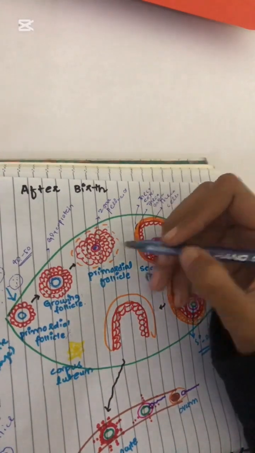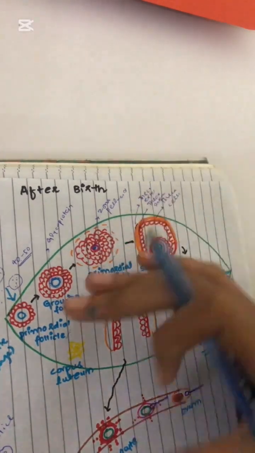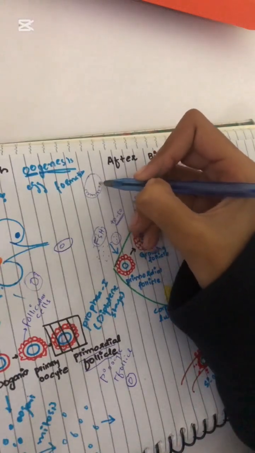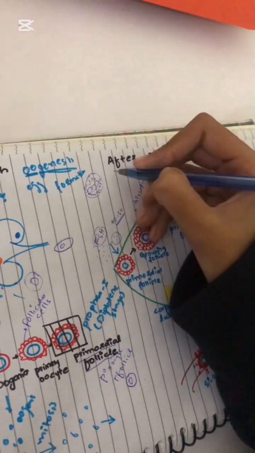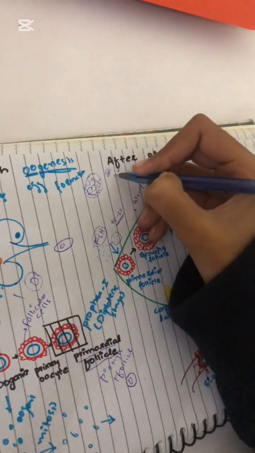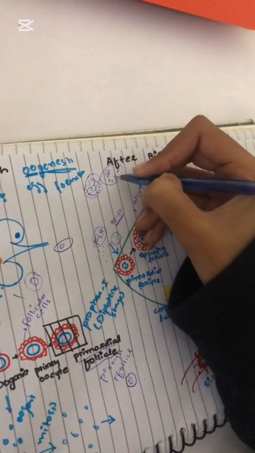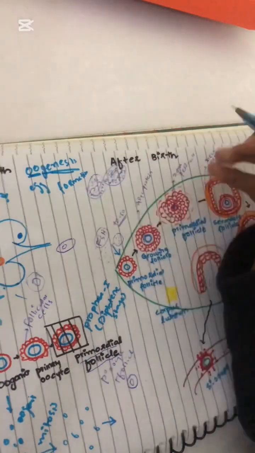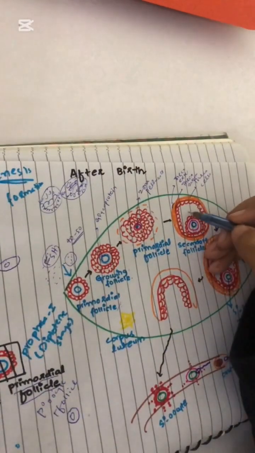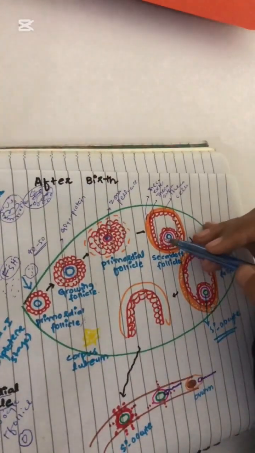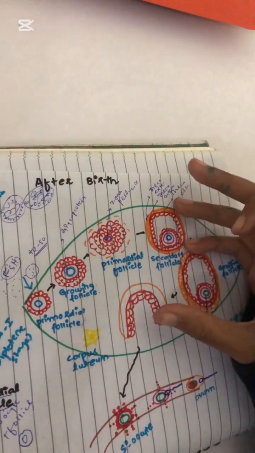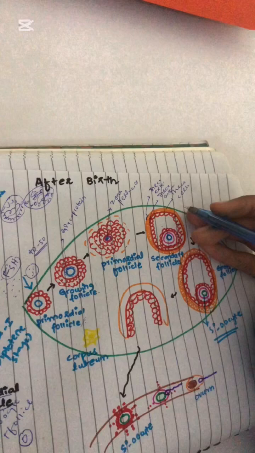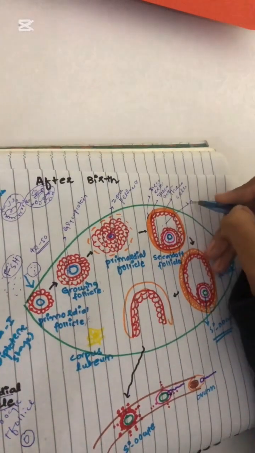Now the follicular cells divide excessively. For example, consider these cells, if they divide excessively, they form certain spaces between them. Now these spaces combine to form a single space. The follicle cells grow excessively, and spaces formed between these cells combine to form a single space. This space is called antrum.